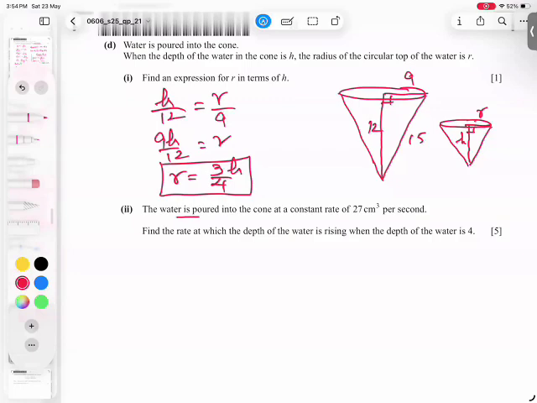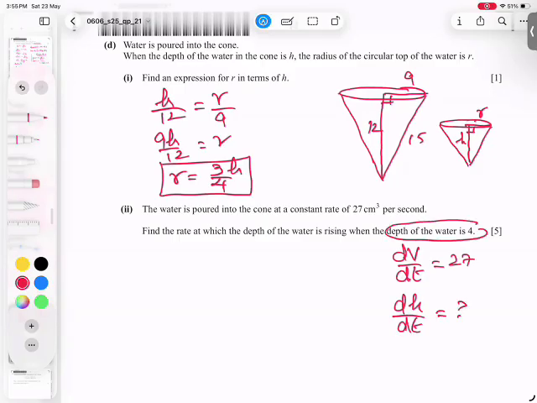The water is poured into a cone at a constant rate of 27. So dV by dt is 27, with centimeter cubed representing the volume and seconds representing the time. And find the rate at which the depth of water is rising when the depth is 4. So dh over dt is my job to find, when h is 4. So how to get it?